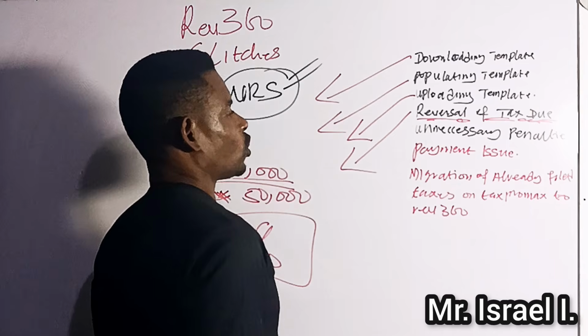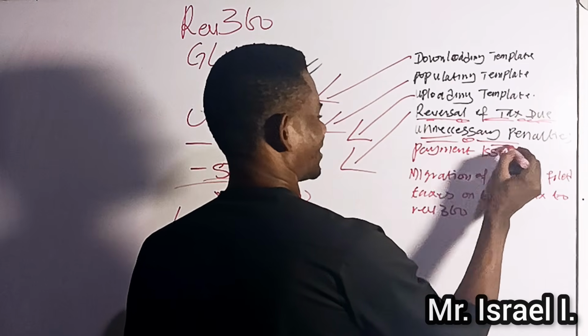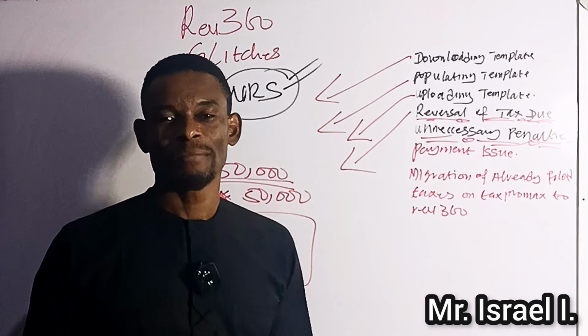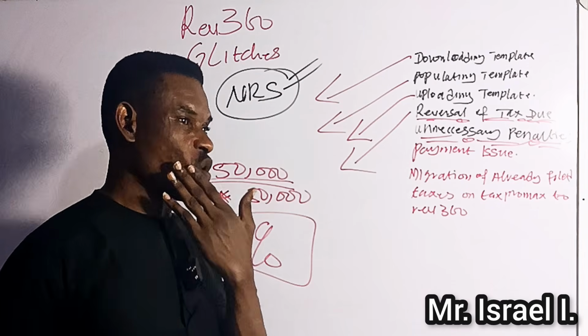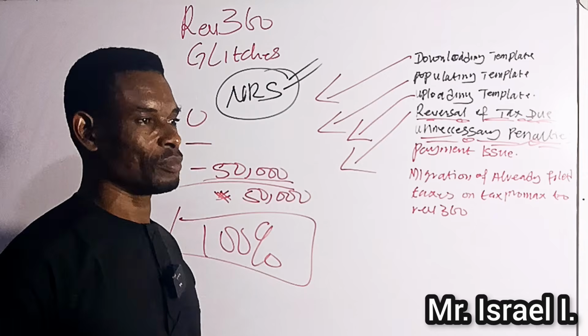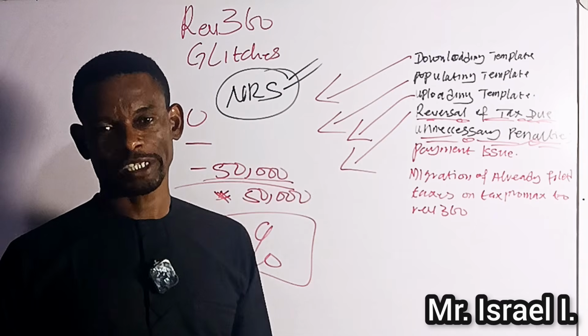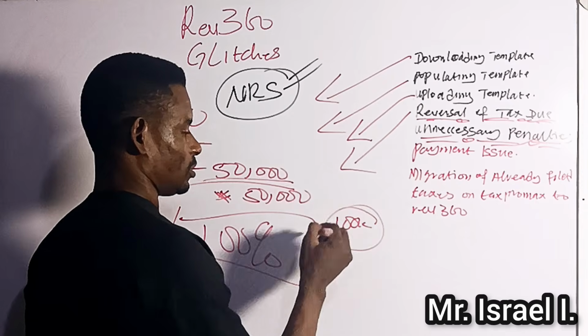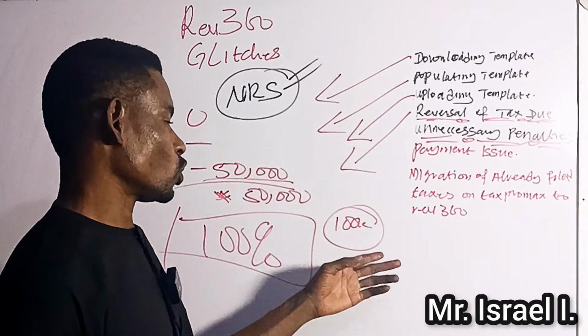The next one is unnecessary penalty. I call it unnecessary penalty. Now, remember, you might file VAT now for March. Normally, it will hit you with 100K as penalty. Yes, for those who file, it will hit you with 100K as the penalty. Why? Because you filed late.